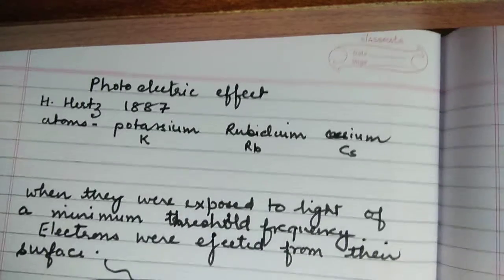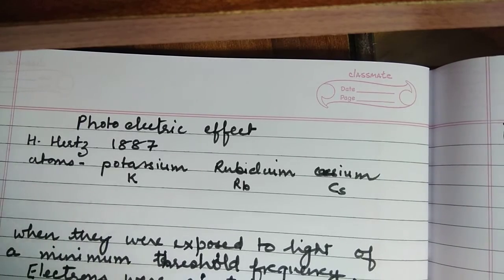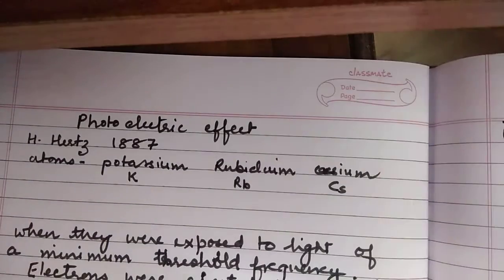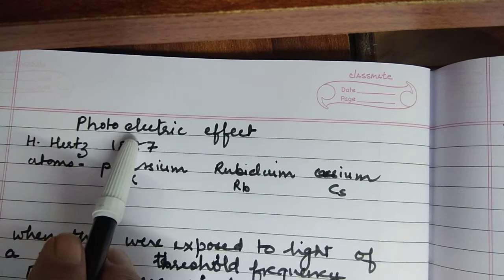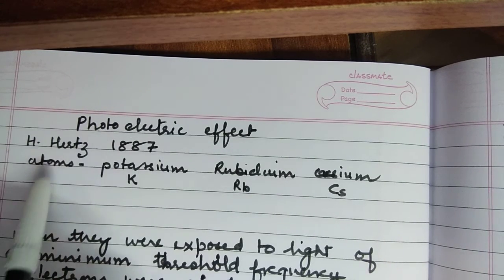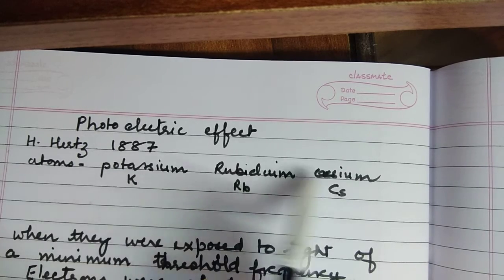Okay, let us study the photoelectric effect. It was given by H. Hertz in 1887. He performed the test on elements potassium, rubidium, and cesium.